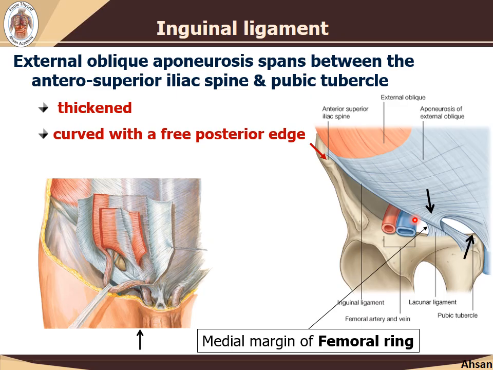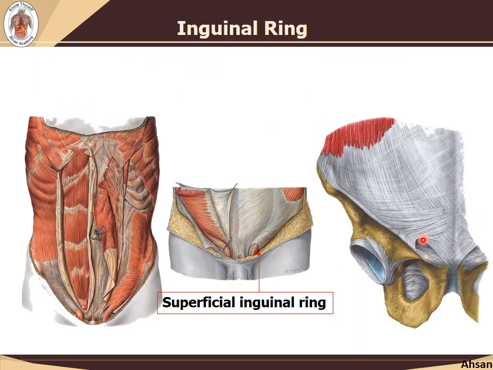Actually, this is the medial margin of the femoral ring. With the lower limb, we will study the femoral ring and we'll find that this is the medial part of the inguinal ligament, also known as the lacunar ligament, and this is forming here in a triangular shape and helps in the tight attachment of the medial part of the inguinal ligament. This free margin is the medial margin of the femoral ring.